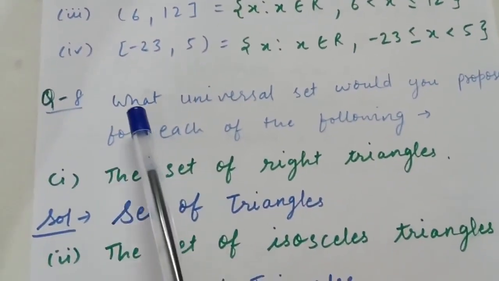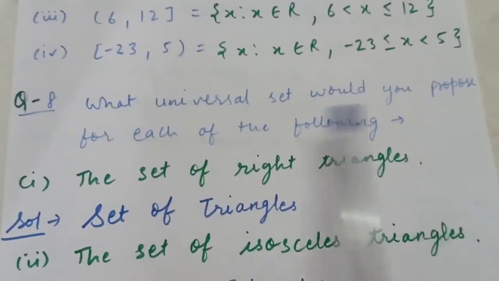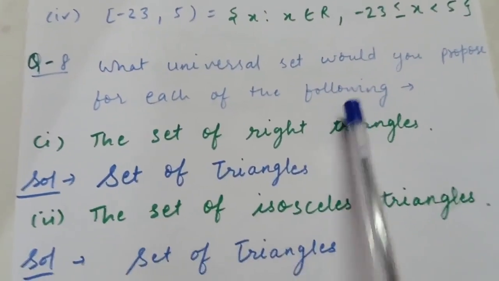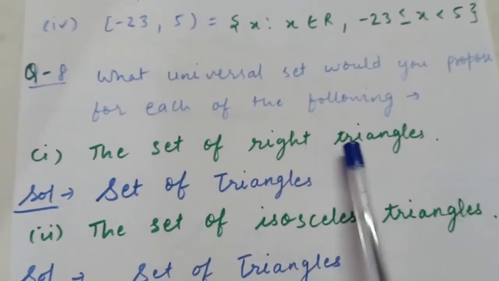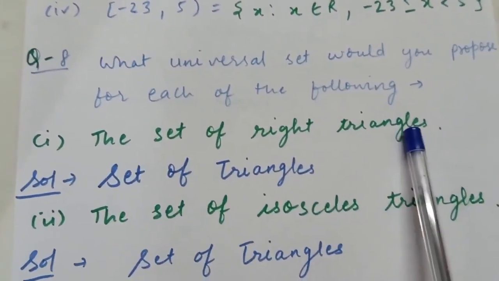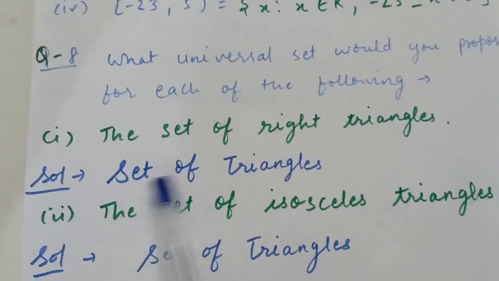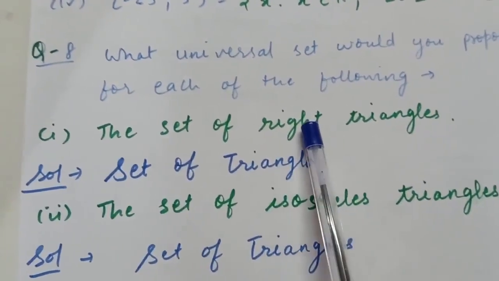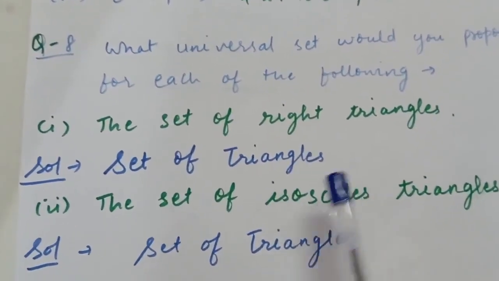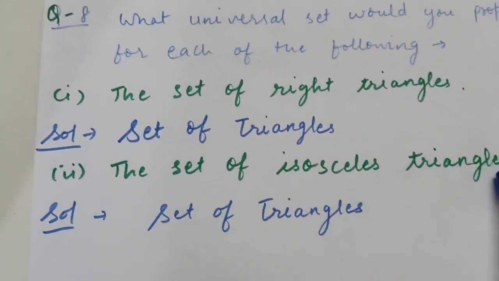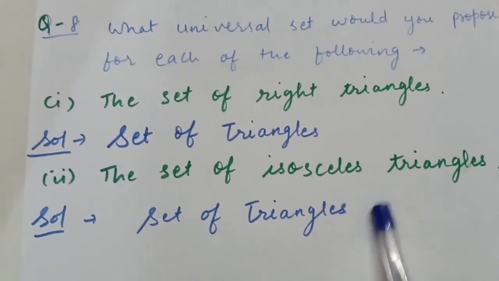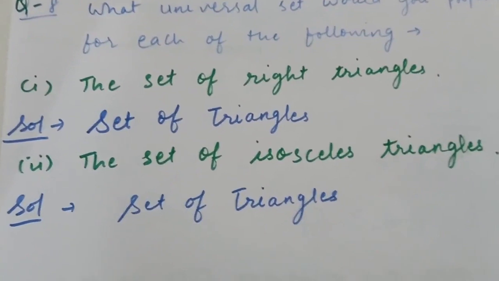Next comes question number 8. What universal set would you propose for each of the following? We have to give the universal set for the sets given. So the set of right triangles can be contained in the set of triangles. So the universal set for this set can be the set of triangles. Similarly, for the set of isosceles triangles, the universal set can be the set of triangles. Clear?